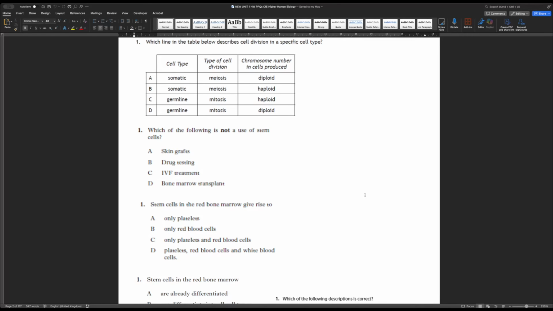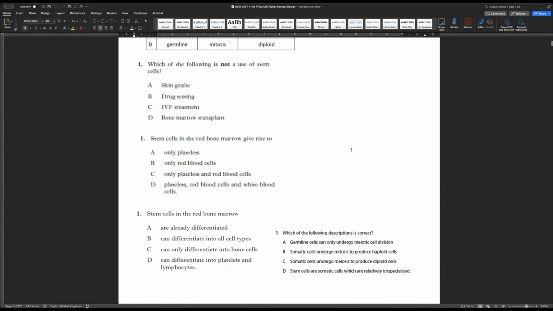But then we look at the chromosome number in the cells produced. If a germline cell is undergoing mitosis, mitosis maintains the diploid chromosome number, so therefore the answer is going to be D. If it said germline cell undergoes meiosis, then haploid would be right, but in this case it's mitosis, so we go with D: germline, mitosis, diploid.